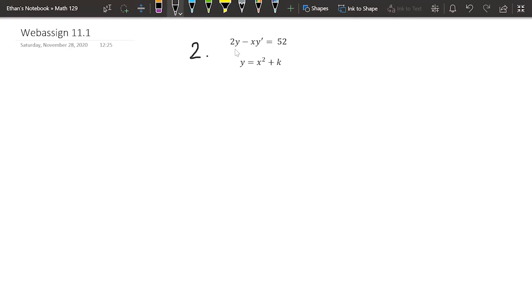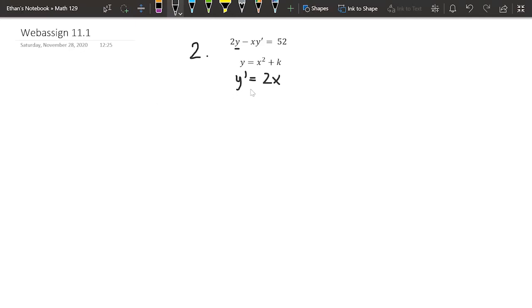So we've already got y here, and x is just our variable. The next thing we'll need to figure out is y prime. We can do that pretty easily by just differentiating y with respect to x, since it's a function of x. And what we're going to get is that y prime is equal to 2x, of course.